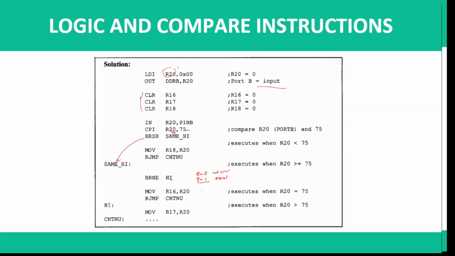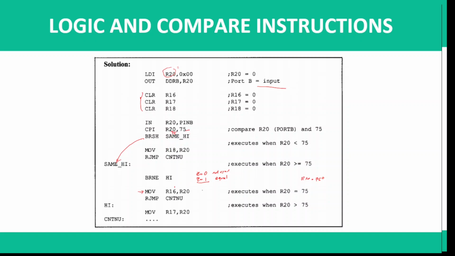So, if it is equal, unsay mahitabo? Equal to 0 man siya, no? Ay, equal to 1 kay same man. Then, it will go to the next instruction in which R20 will be put in R16. So, now, we have R16 equal to R20, in which it is equal to 75 degrees, given that it is equal.